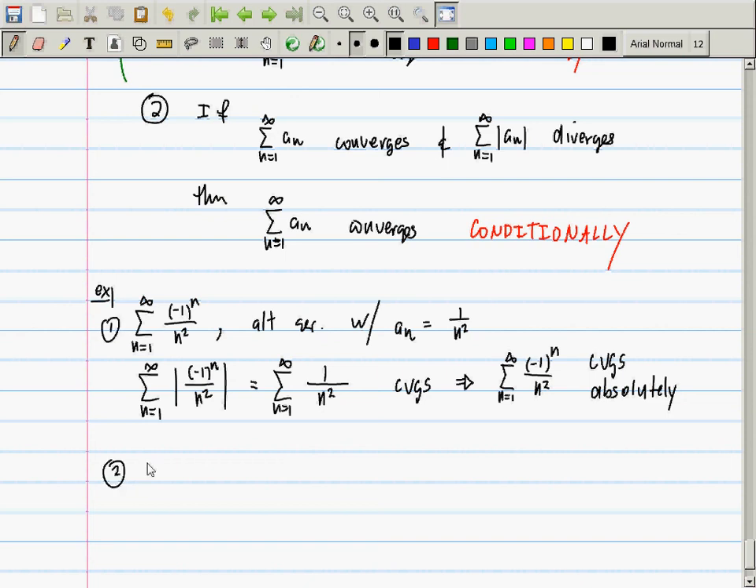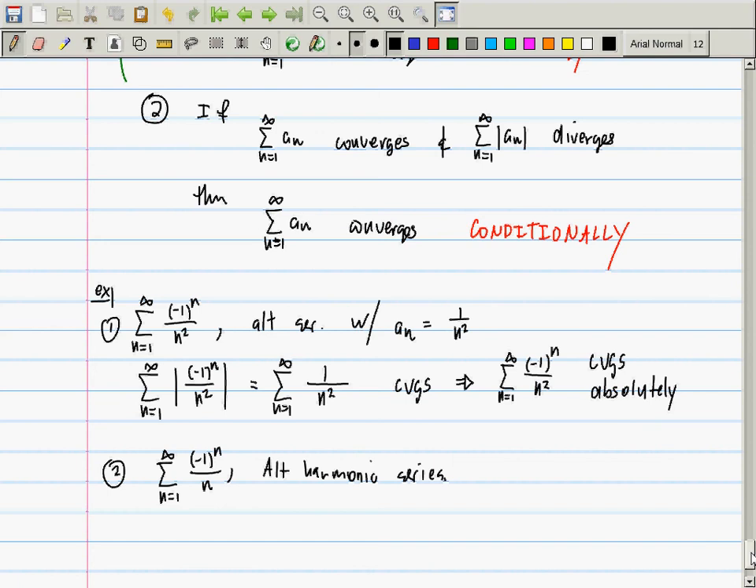Okay, another example. The sum from n is 1 to infinity of negative 1 to the n over n. Looks just like the previous example almost, except this one is quite famous, so famous that it has a name. What's its name? Yes, the alternating harmonic series.